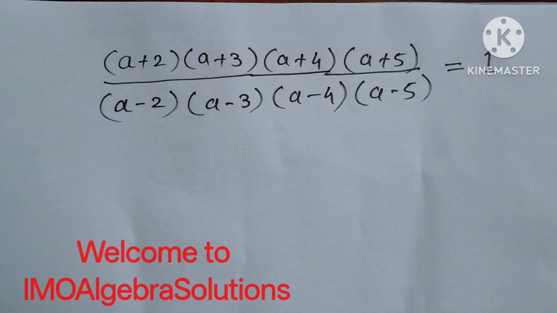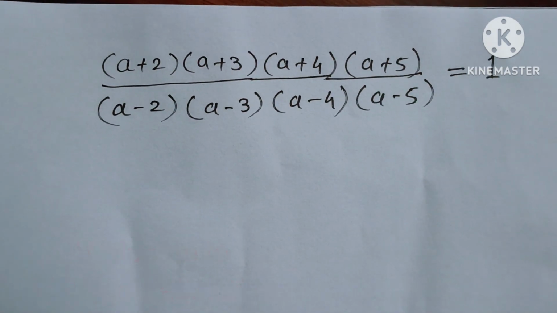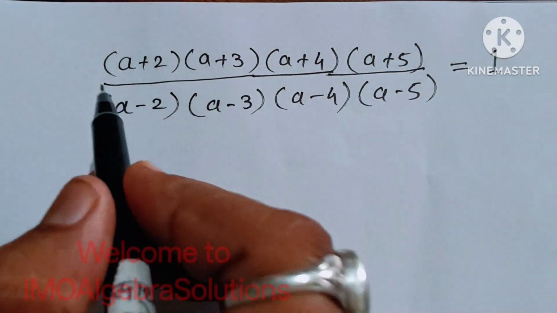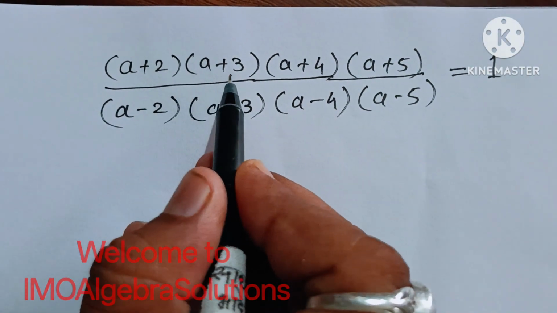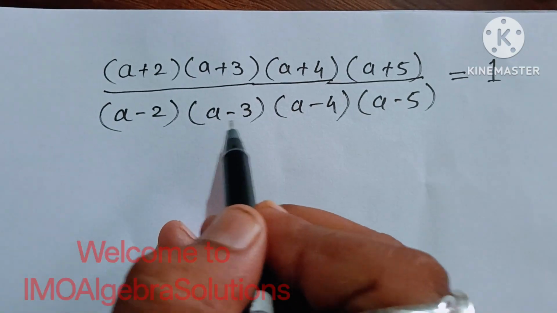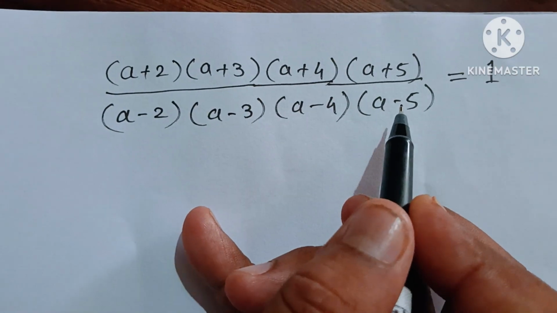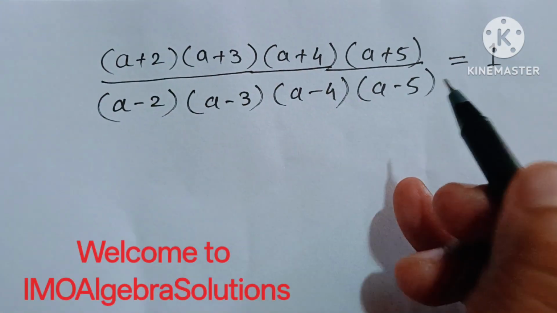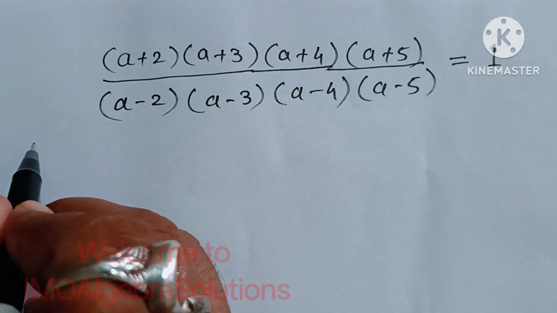IMO Algebra Solution. Now we have to see this algebraic identity: (a+2)(a+3)(a+4)(a+5) divided by (a-2)(a-3)(a-4)(a-5) is equal to 1. So how can we solve this?